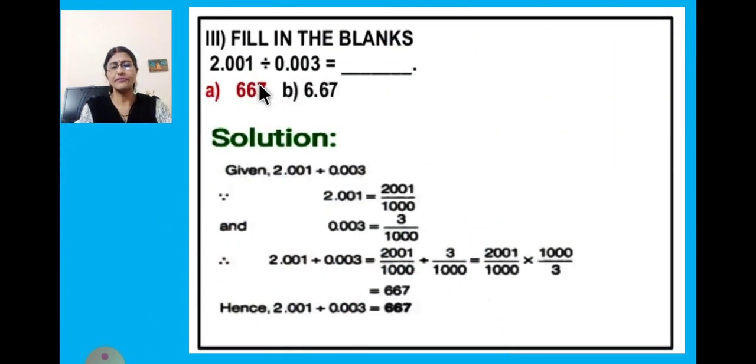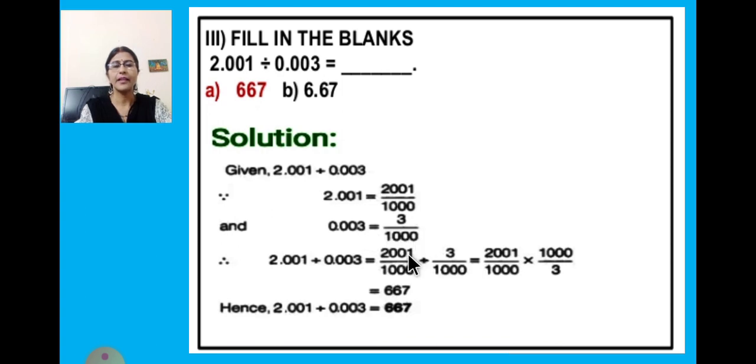Now next question, filling the blanks. 2.001 divided by 0.003. These are the options given. You have to select the right option. Before that, you will take a paper and solve this. First we will convert this into a fraction. So it will become 2001 upon 1000. Similarly, this decimal also we have to convert into a fraction. So it will be 3 upon 1000, because you can see there are 3 decimal places.